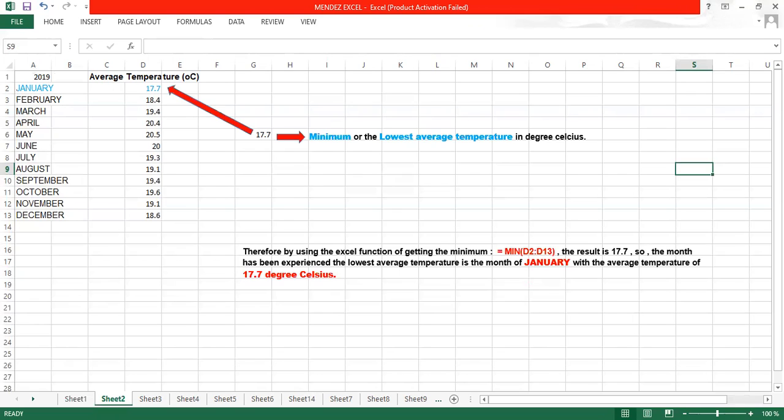So the month that experienced the lowest average temperature is the month of January, with an average temperature of 17.7 degrees Celsius.